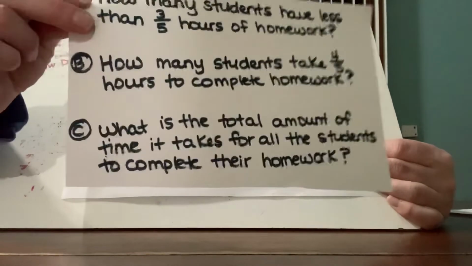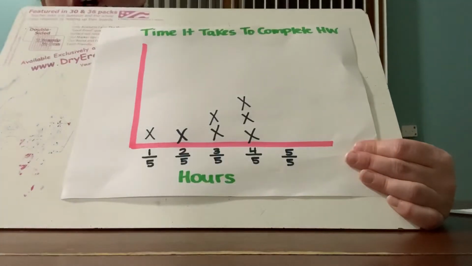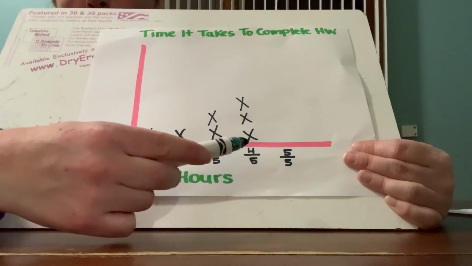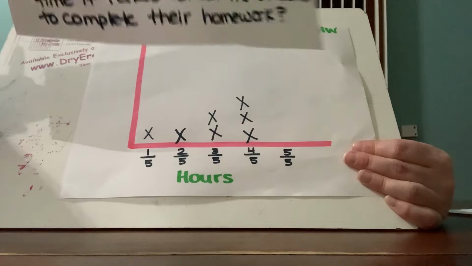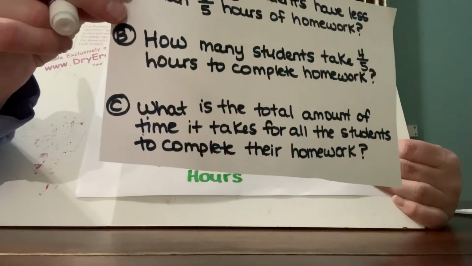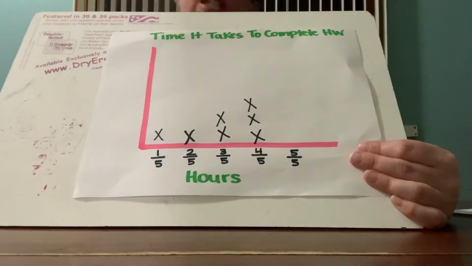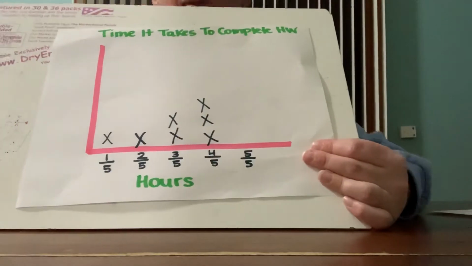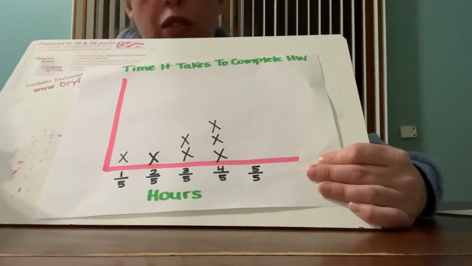Question 2. How many students take 4/5 hours to complete their homework? So I'm looking just at my 4/5, which is right there, and there are 1, 2, 3 students. And my final question, what is the total amount of time it takes for all of the students to complete their homework? So this one's a little more difficult. They didn't want to know how many students did their homework. They wanted to know the total number of hours. So I need to add up all of these fractions.